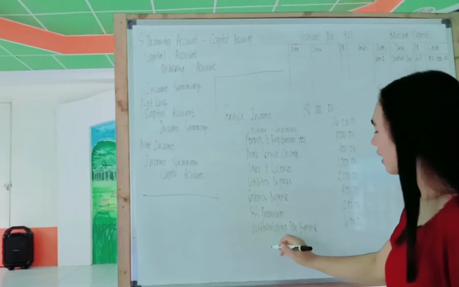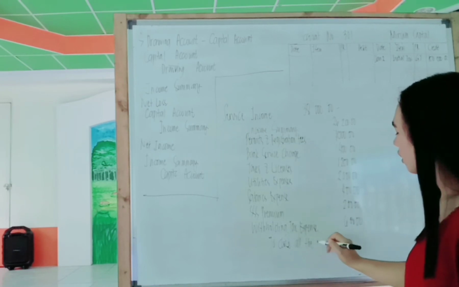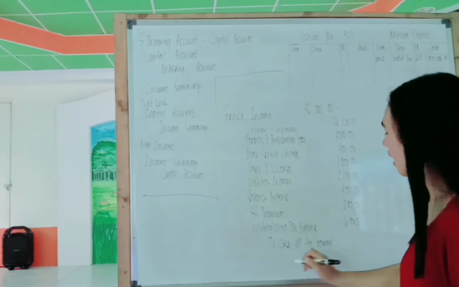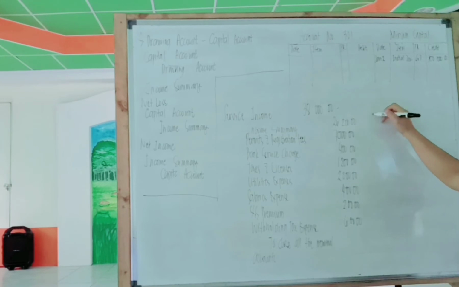So, ang explanation natin dito, by the way, to close all the nominal accounts. And then after that, we close the income summary, debit, income summary, 26,200. And then, Miriam capital, 26,200. To close, net income.